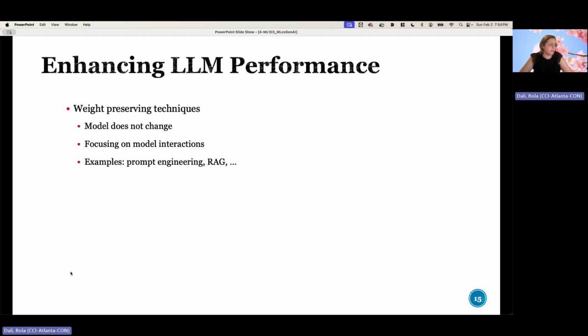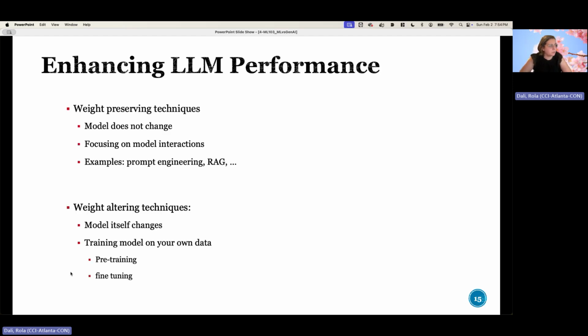There are several ways to enhance LLM performance. I've divided them into two main categories. There are weight preserving techniques. This means that the model itself is unchanged. The model weights are the same, but what you do is focus on how you interact with that model. An example is prompt engineering. You are changing what input you're giving it, but the model itself is not changed, and that does increase performance. RAG, for example, when you add an external knowledge base as well, helps the performance of the LLM without changing the LLM itself.